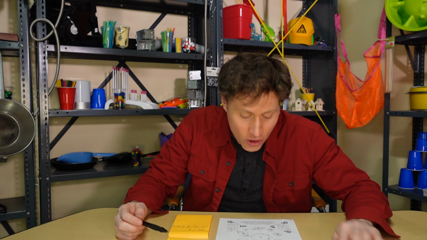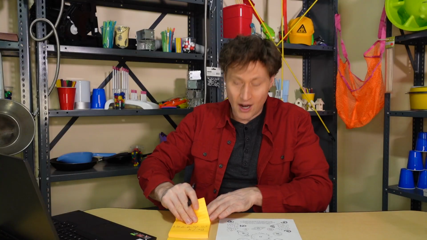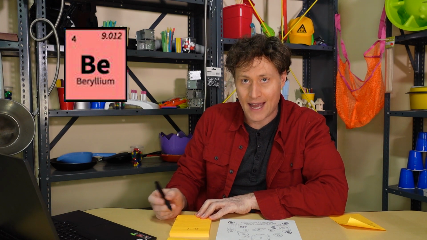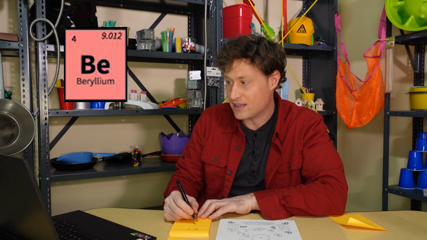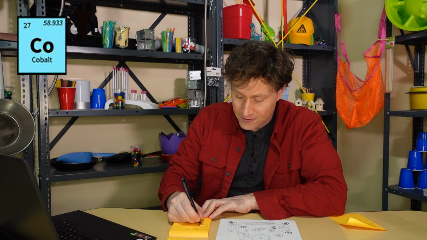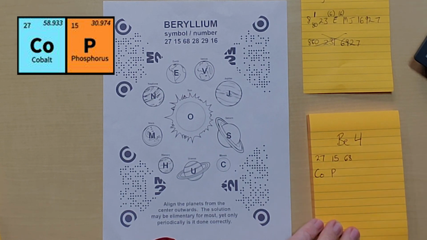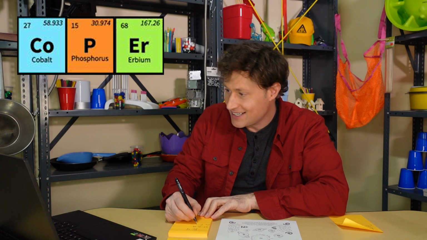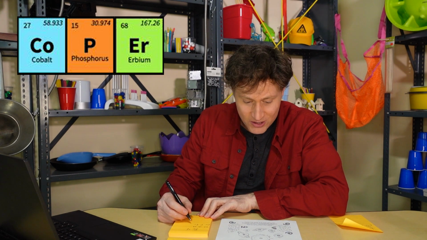Wait a minute. I'm doing this all wrong. I don't know why I decided to divide by 4 instead of just using the numbers as the numbers. I should probably just look up these numbers on the periodic table. Okay, we're gonna start again. So we got beryllium, and we know it's 4, and we know that might actually spell B4. Now we've got 27, which is cobalt, so that would be Co. And then we've got 15, phosphorus, and 68, erbium. That's an element we don't encounter very frequently in day-to-day life. Erbium. It looks like it might be working.